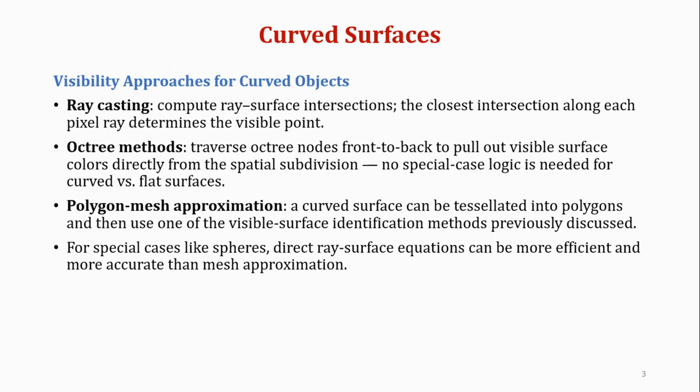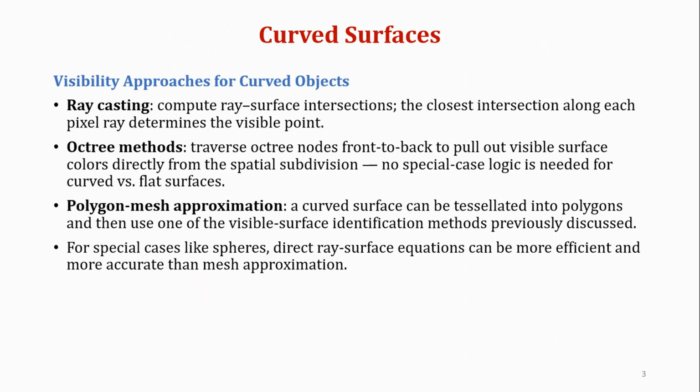And the second approach is the octree method, the hierarchical spatial subdivision of an image. And the third is polygon mesh, where the curved surface is divided into many small polygons. We call dividing into small polygons tessellation. After tessellation, a traditional visibility algorithm can be applied, maybe Z buffer or scan line or depth sorting, anything. So this is the general approach for visibility for curved surfaces.